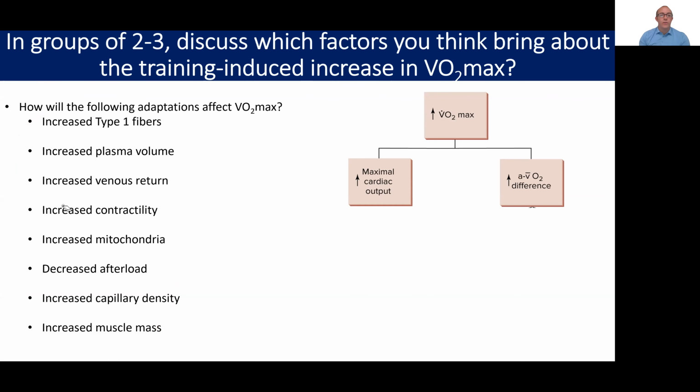How are all these things going to affect it? I'm not going to stop and talk about this right now. I want you guys to pause it and study this on your own. Ask yourself, what is increased number of type 1 fibers going to do for me? You get increased number of type 1 fibers with endurance training. Why is that beneficial? How does that increase VO2 max?